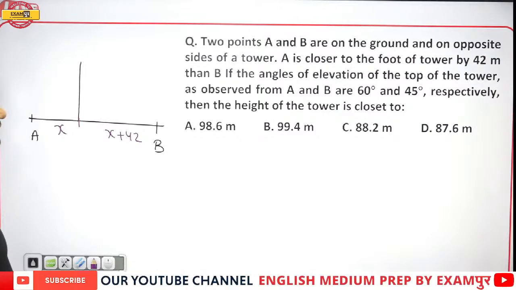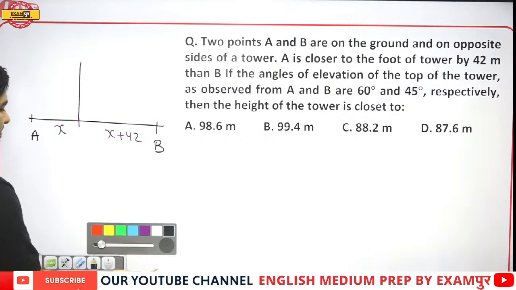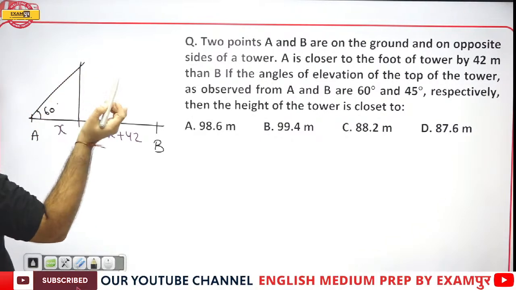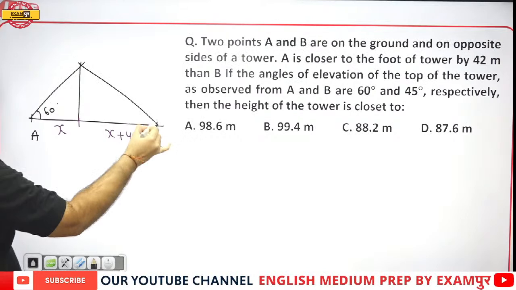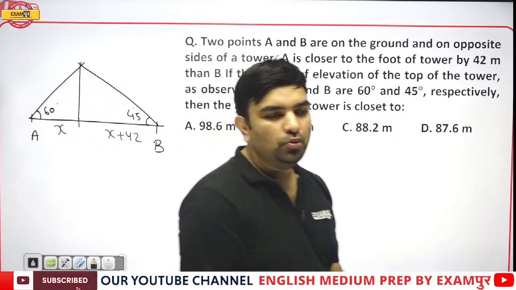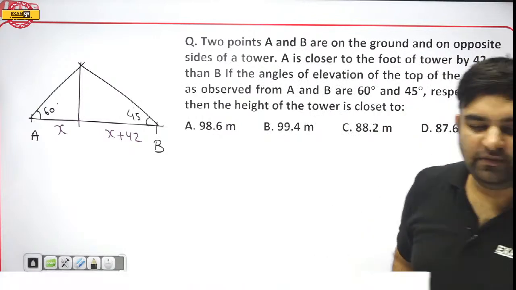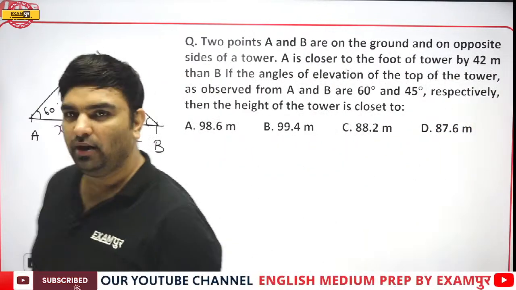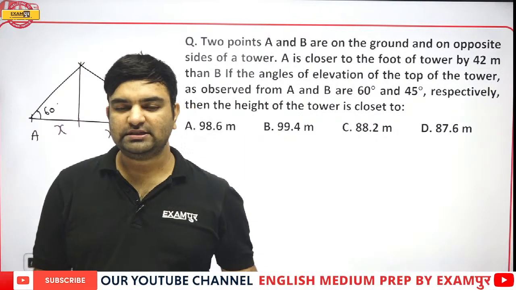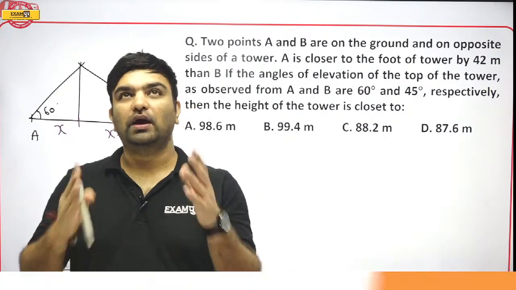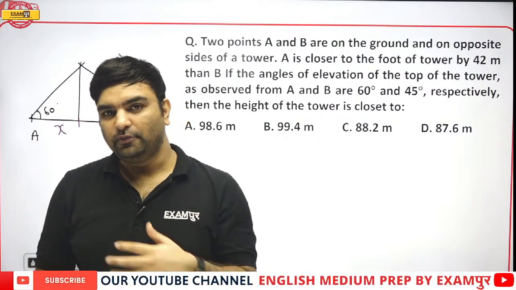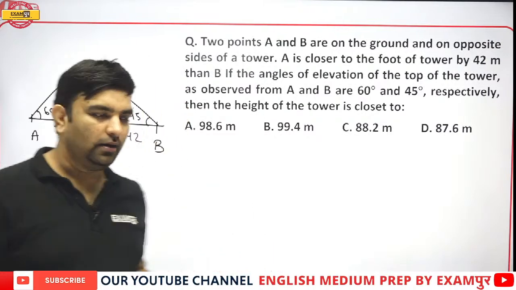Angle of elevation from A is 60. Okay, very good. And the angle of elevation from the farther point is 45. As you move away, guys, the angle of elevation becomes smaller. Like if you see a hill from near, you have to make a high angle of elevation, and if you see the hill from farther, you can make a lower angle of elevation.